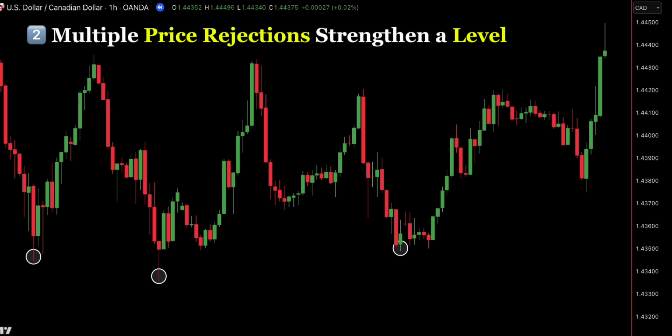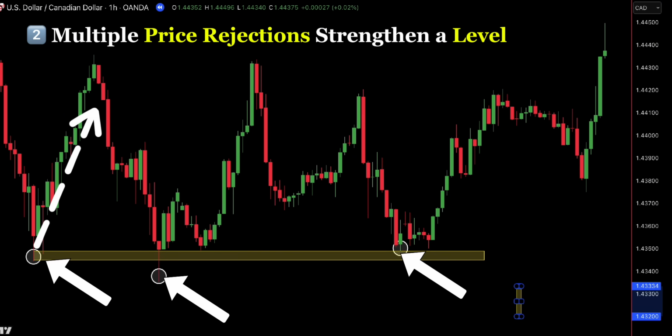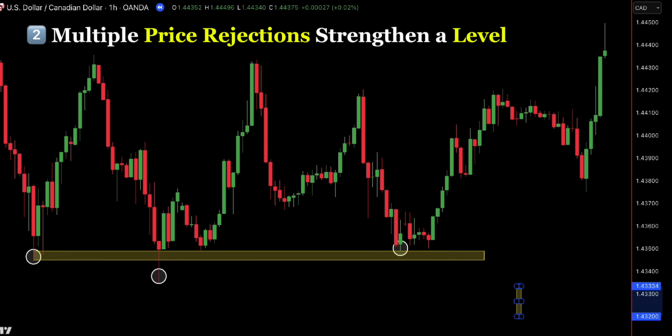A single touch doesn't make a level strong. What really matters is how many times price has rejected the same area. Looking at the chart, price has tested this level 3 times, rejecting it on each attempt. This tells us that traders are actively reacting to this level over and over again. The more times a level is tested without breaking, the stronger it becomes. Why is this important?